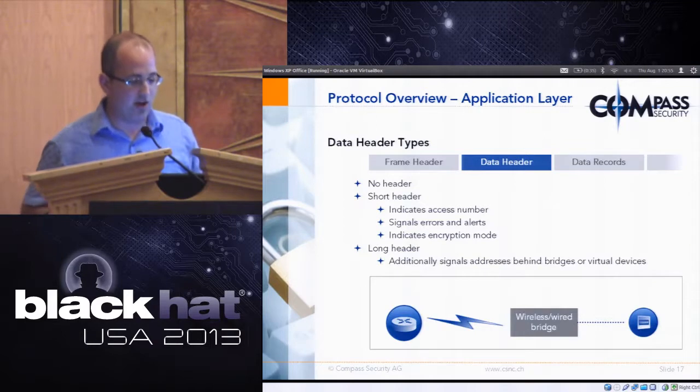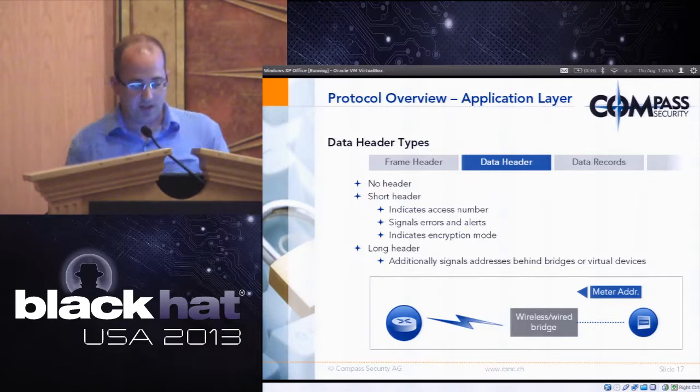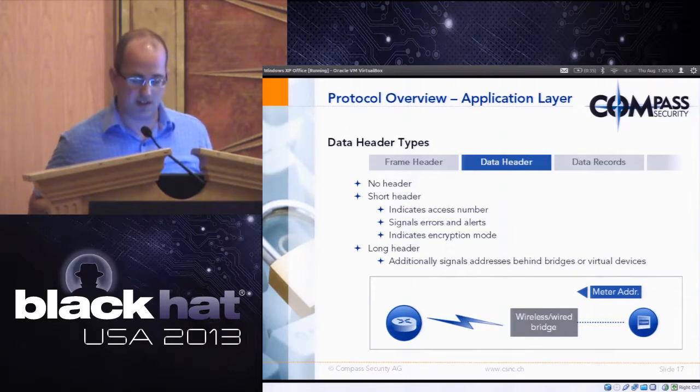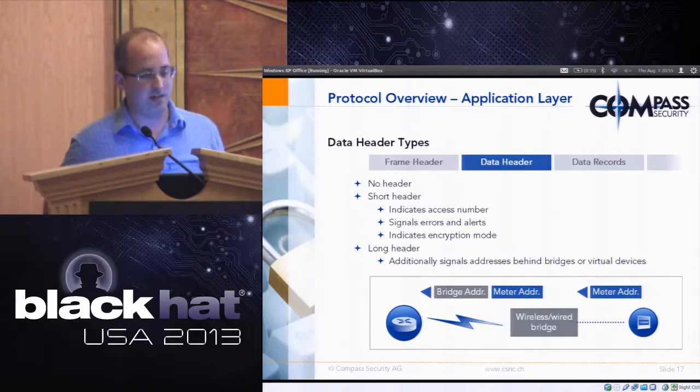We also have long headers. These are used to build applications where we need repeaters. So if you have a meter and a repeater, then the meter basically broadcasts a packet with its own meter address. The bridge picks it up and forwards it, of course, with the bridge address, but appends the meter address. So that's the long header. So the header end knows exactly what meter in the end actually sent the information.